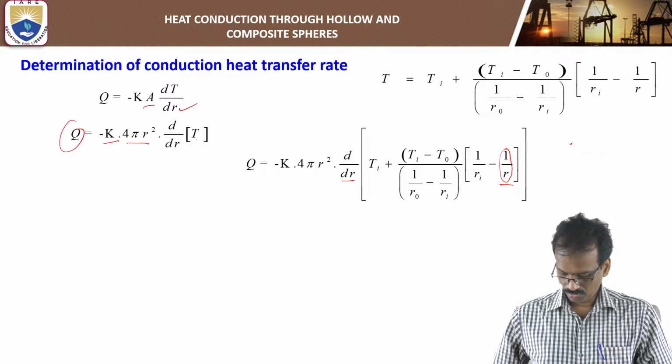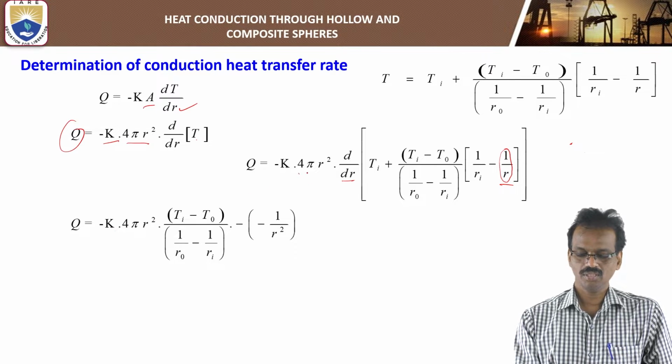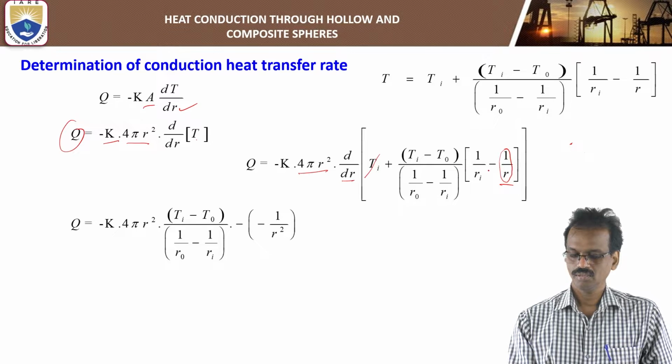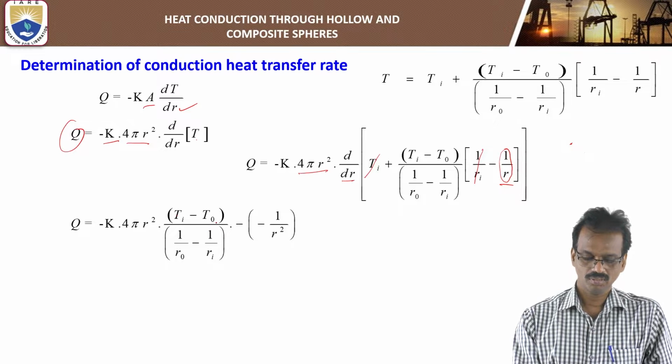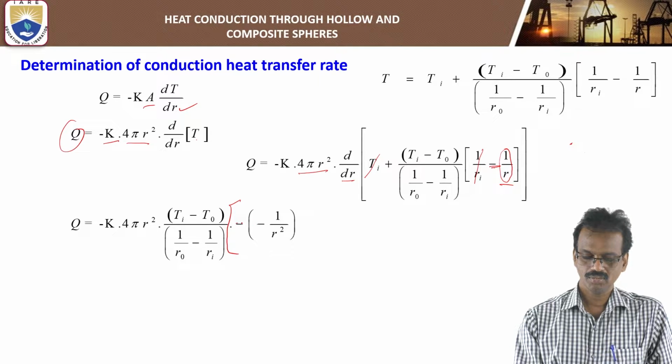Then the formula will be like this: minus k into area and d by dr. The derivative of Ti means Ti is a constant with respect to r, so this will be 0. Here 1 by ri is also a constant with respect to r. So the term (Ti minus T naught) by (1 by r naught minus 1 by ri) is the common term.